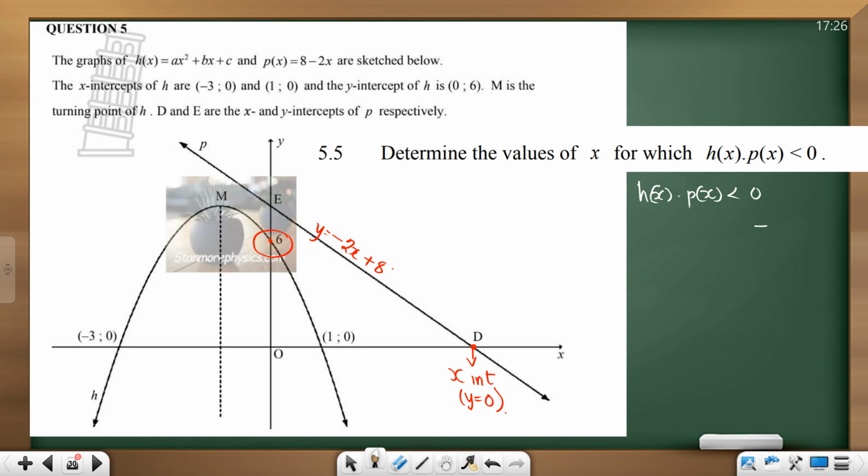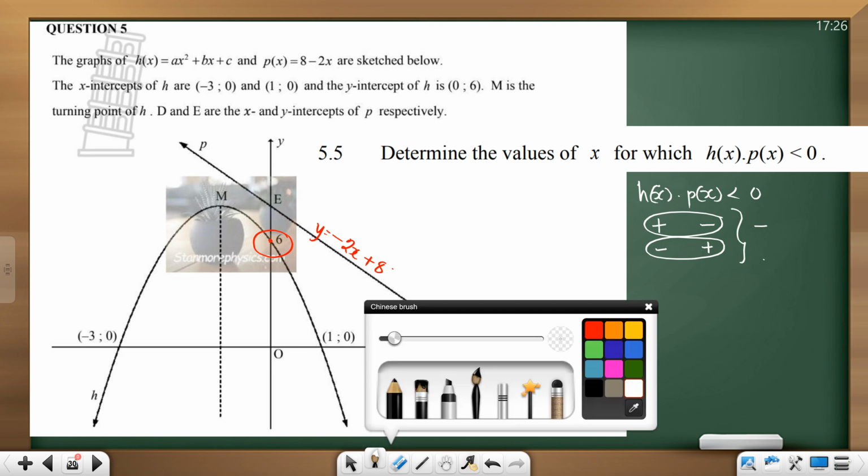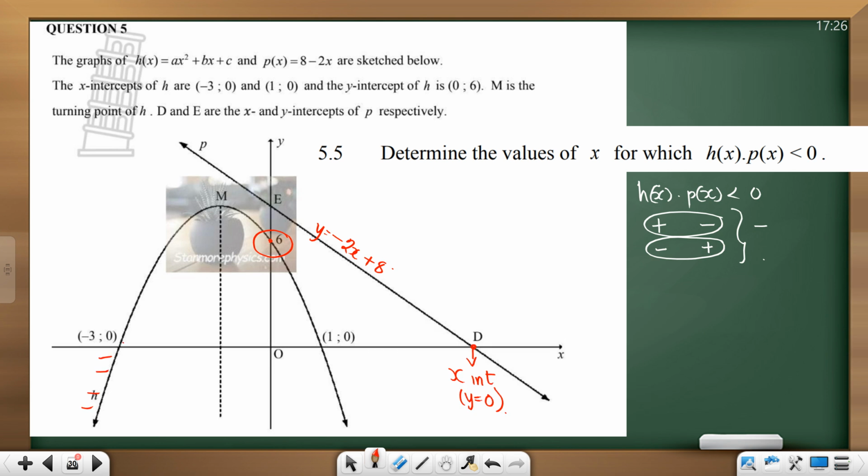How can I get the negative answer if I'm multiplying two things? It means one must be positive and the other one should be negative, or if this one is negative, that must be positive. Once you do that, you're done. Do you see that? Multiplying that. So I go to my graph now and write my signs. Negative, negative, negative, negative, 0, positive.